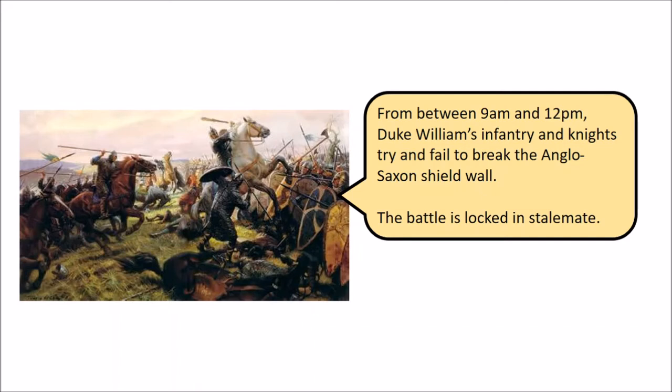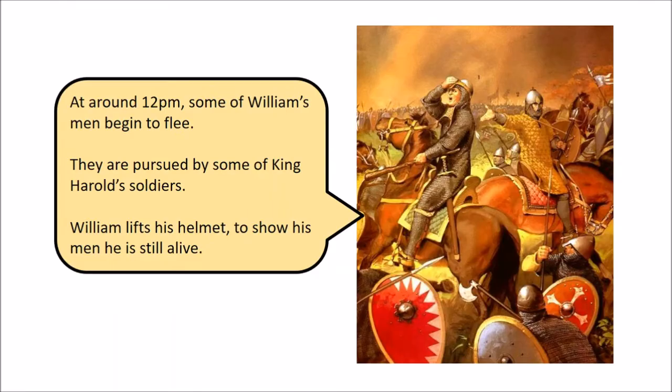Now, at 12 o'clock in the afternoon, that is when something very interesting happens. At one point, one part of William's army turns and runs away from the Anglo-Saxon shield wall. Now, we don't know why this happened. We think that it was a planned retreat. They were pretending to run away. Other sources suggest that they were fleeing because they thought that William was dead. At this point, William raises his helmet, shows his face to these men, and tells them to keep fighting. They then turn round and they hack down some of the English soldiers that broke ranks and chased after them.